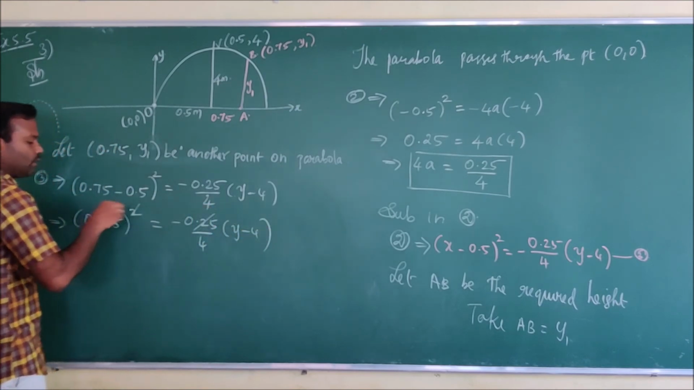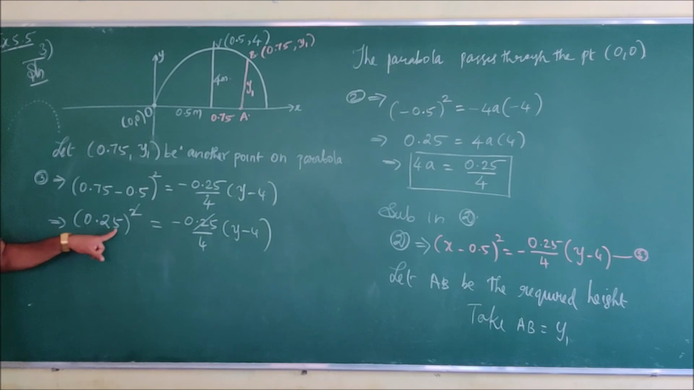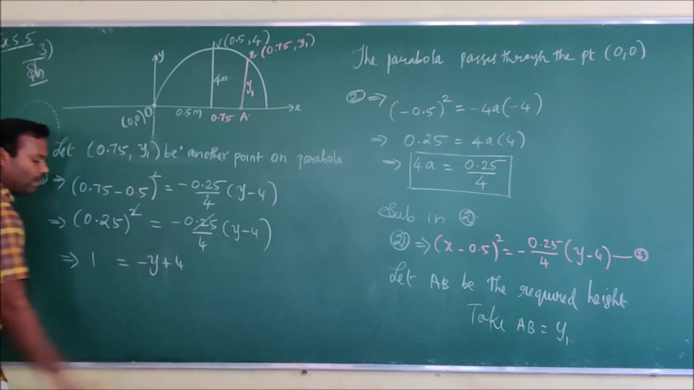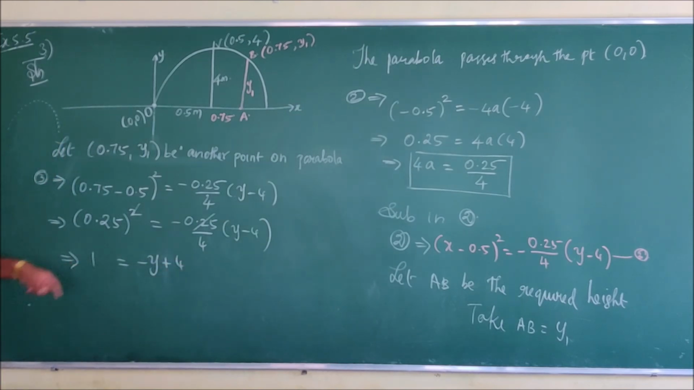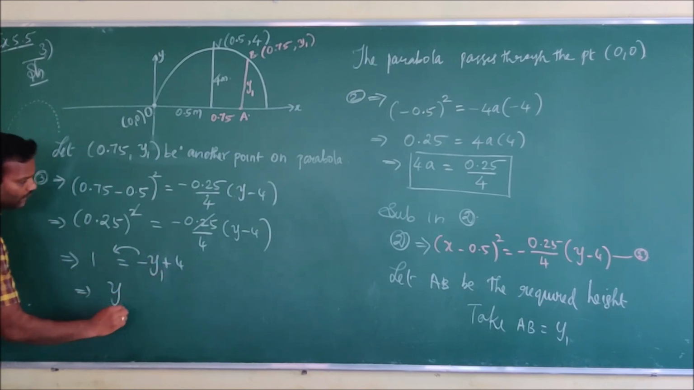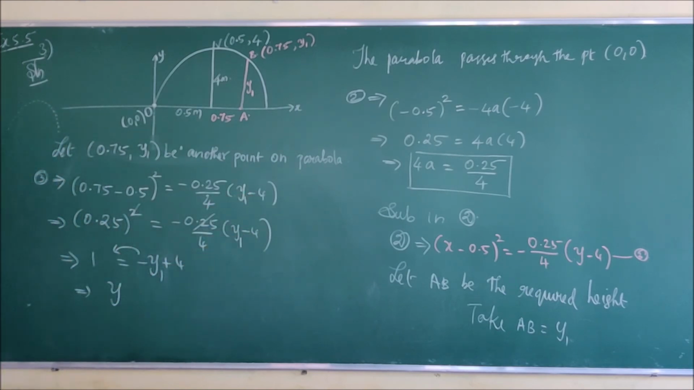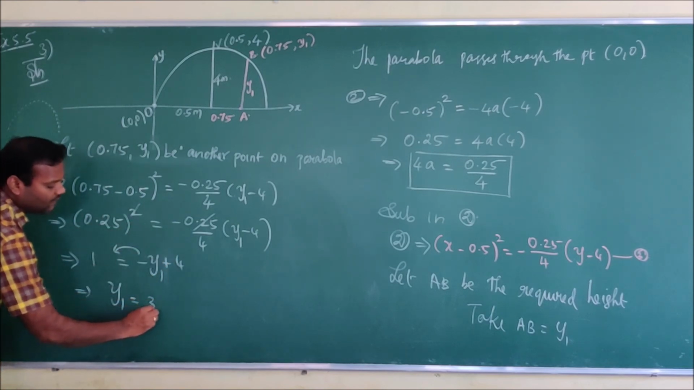So now you can cancel the square. When you multiply 4 into 0.25, it is equal to 1. And when you multiply the minus, you get minus y plus 4. Next, bring the y to the left hand side and the other term to the right hand side. Instead of y we substitute y1, so y1 is equal to minus y1 becoming plus y1, and this 1 goes to the other side as minus 1. So 4 minus 1 is equal to 3.